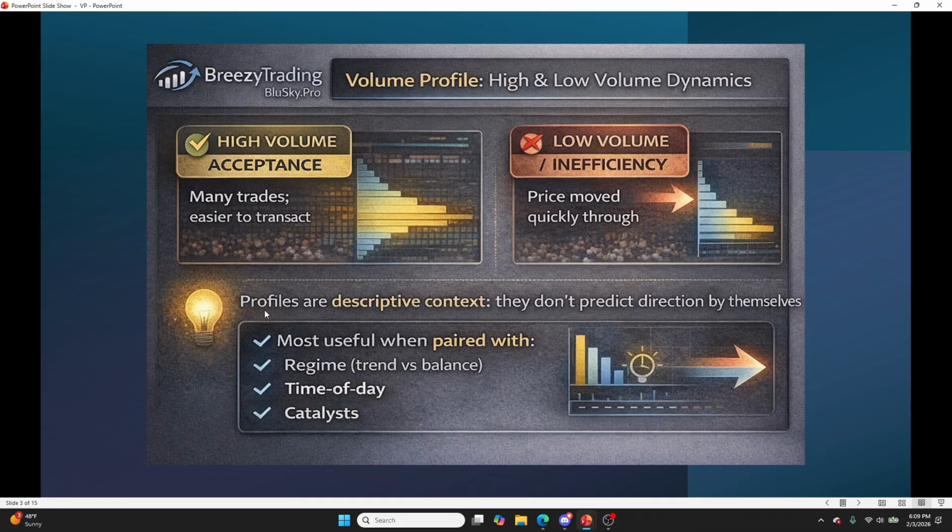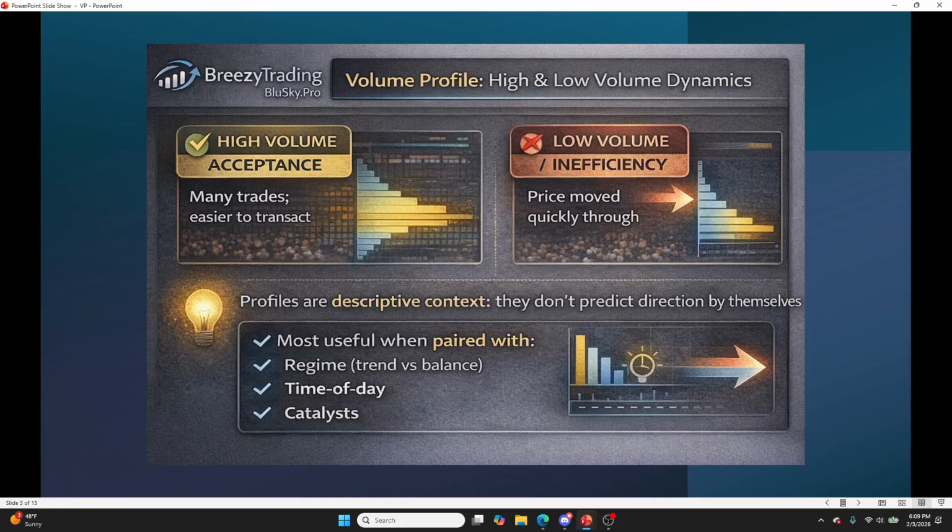And then to piggyback off that, profiles are descriptive context. They don't predict direction by themselves. Same thing you'll hear me say about candles or price patterns or really anything in the market. It is non-subjective and it's super descriptive with an intent behind it. So going back to the example, if you were to hold a high volume node, that is the intent and that's the descriptive context that the market is giving you.